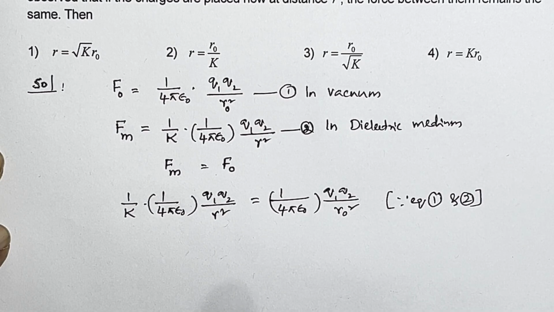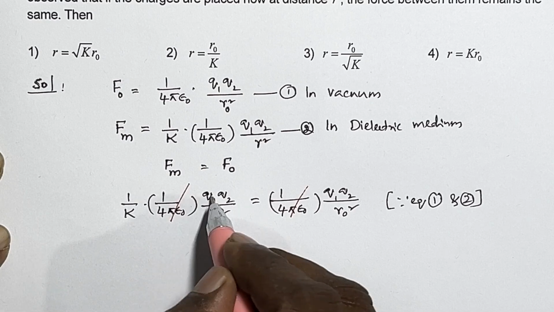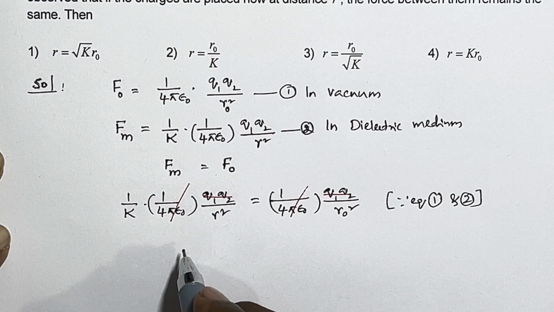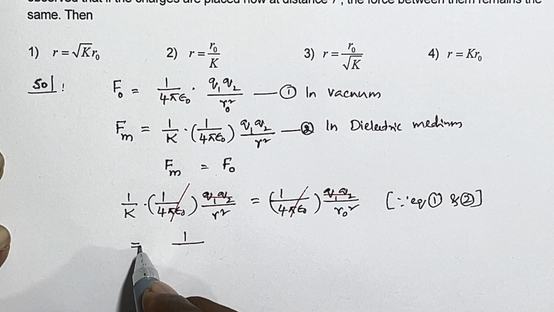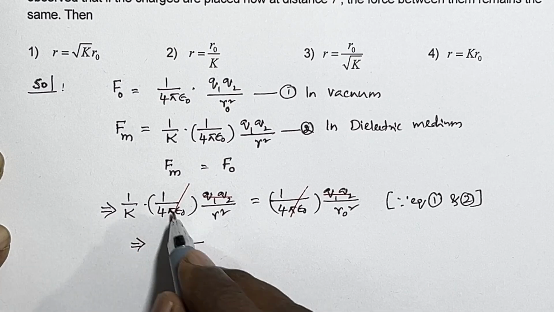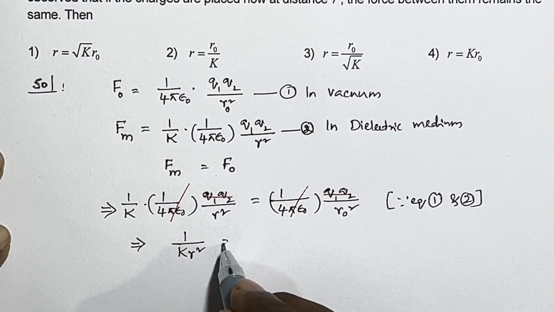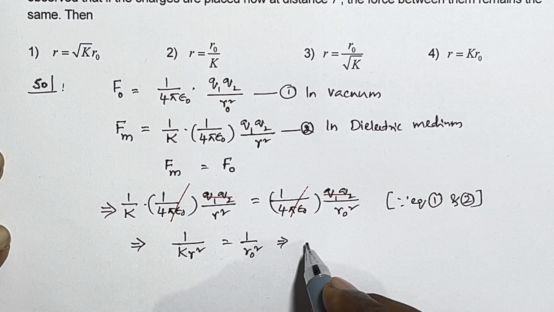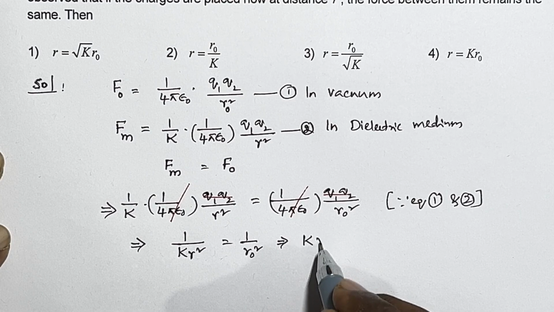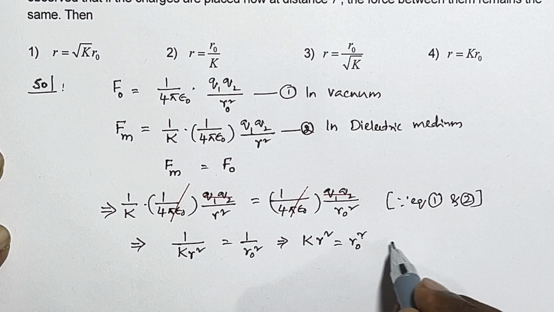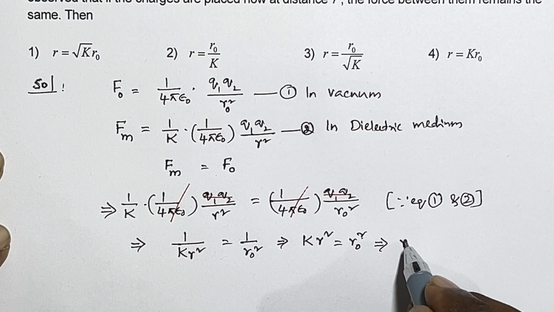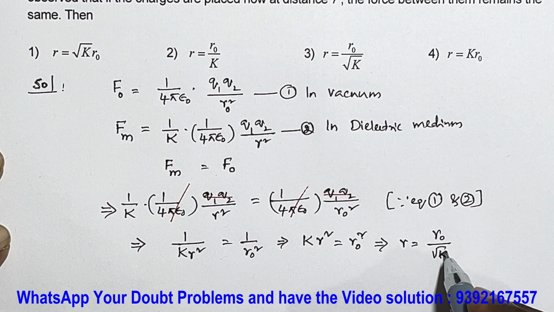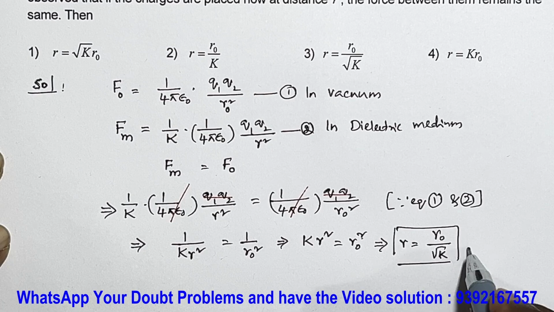So what are the common things? Cancel 1 by 4 pi epsilon naught, 1 by 4 pi epsilon naught, Q1 Q2, Q1 Q2 cancel. So we are left with 1 by K R square is equal to 1 by R naught square. So from this, K R square is equal to R naught square. That implies R is equal to R naught by root K. So this is our answer.